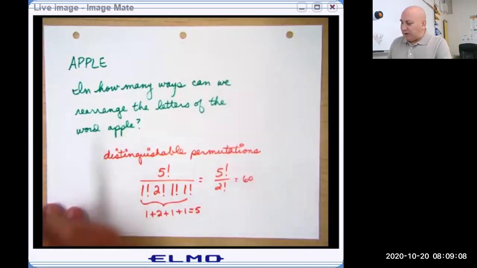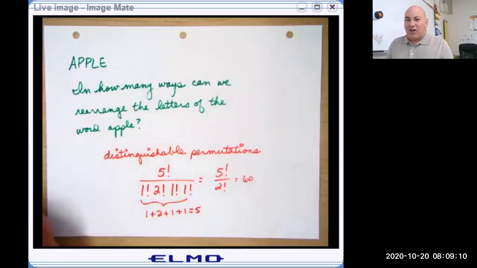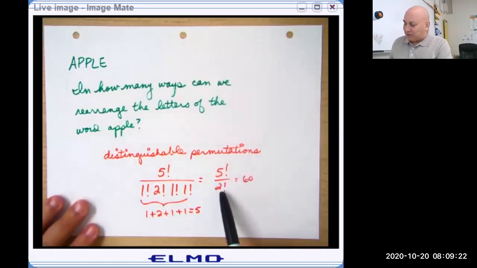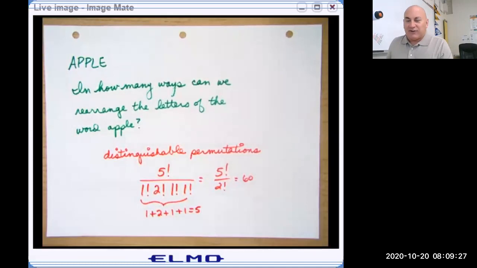We could rearrange these all day long, but you can see there's going to be a duplicate of everything because we could just swap the P's everywhere. In every one we have, we could just swap the P's. So that's a duplicate, so we divide by 2. It's 2 factorial, but that's still 2. So there are 60 distinguishable permutations.